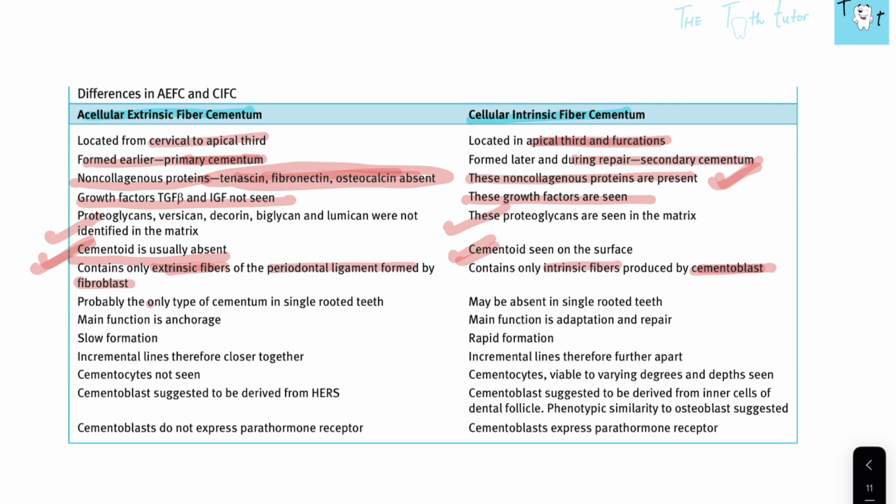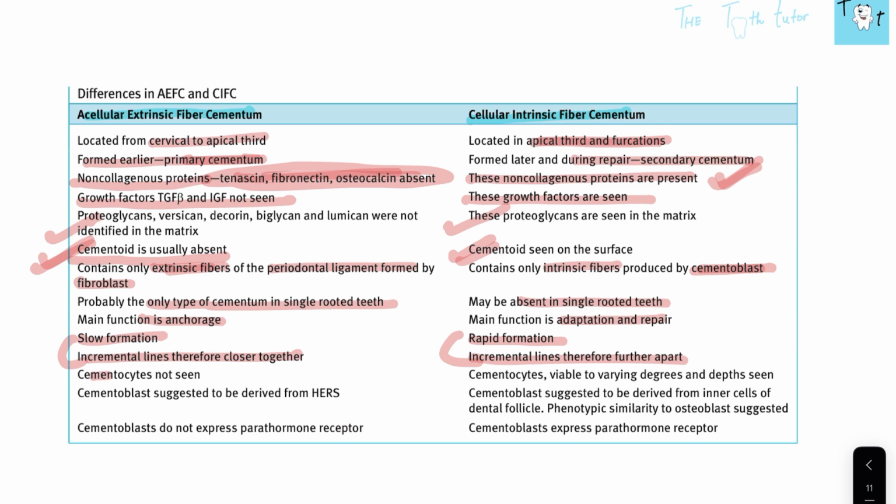Acellular is the only type of cementum in a single rooted tooth, while cellular is mostly absent in single rooted teeth. The main function of acellular is anchorage; the main function of cellular is adaptation and repair. Acellular has very slow formation. Intrinsic one has rapid formation. Therefore the incremental lines are closer together here, and over here the incremental lines are further apart. I have explained this in the previous lecture.